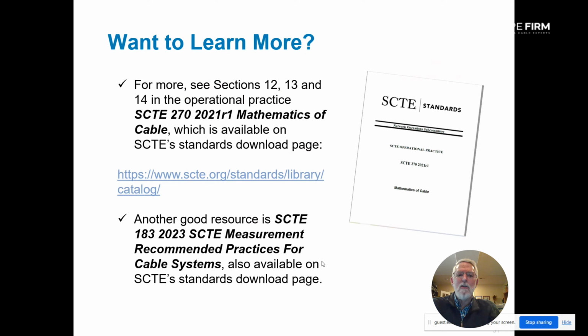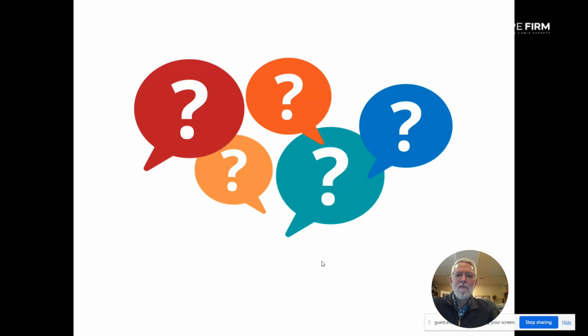So this talks about how to do proof of performance tests and carrier to noise measurements and carrier to distortion measurements and so on. So good material. I would recommend both of these in your library. And with that, any questions?